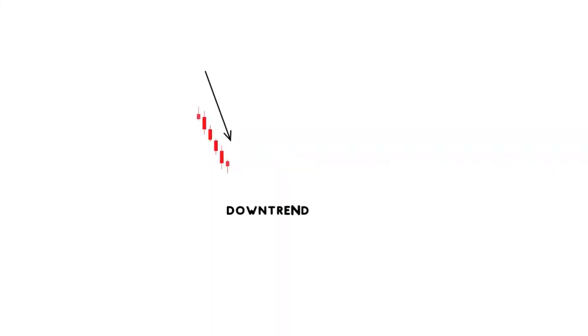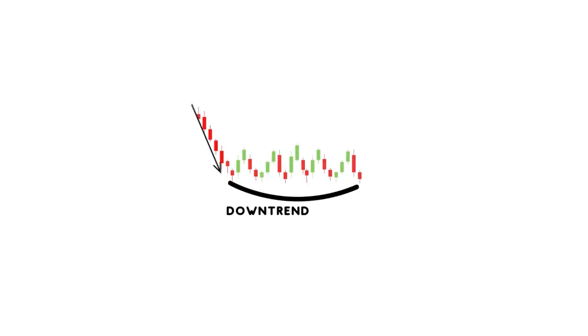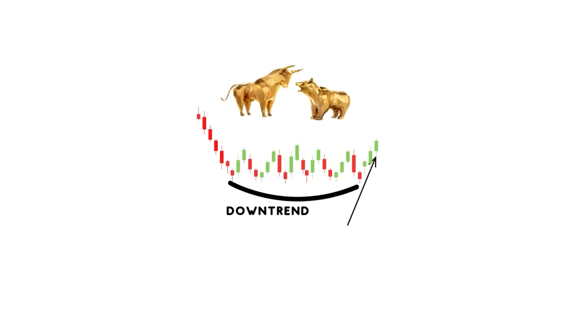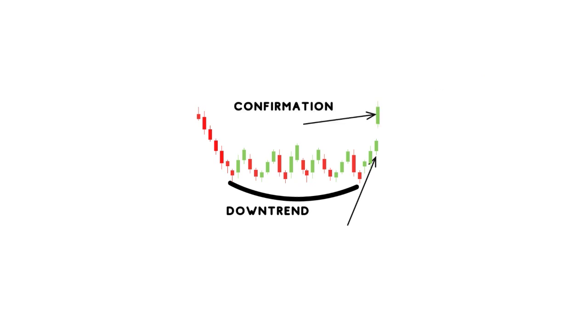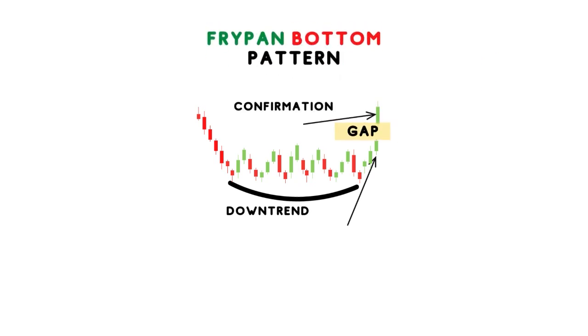In a downtrend, price will begin to move sideways, forming a concave pattern. You will see lower lows, then the same lows, followed by higher lows. It indicates that bears are losing control and signals a possible reversal from a downtrend to an uptrend. But what gives confirmation of this pattern is that the market gaps up after this sideways movement. This is the fry pan bottom pattern.